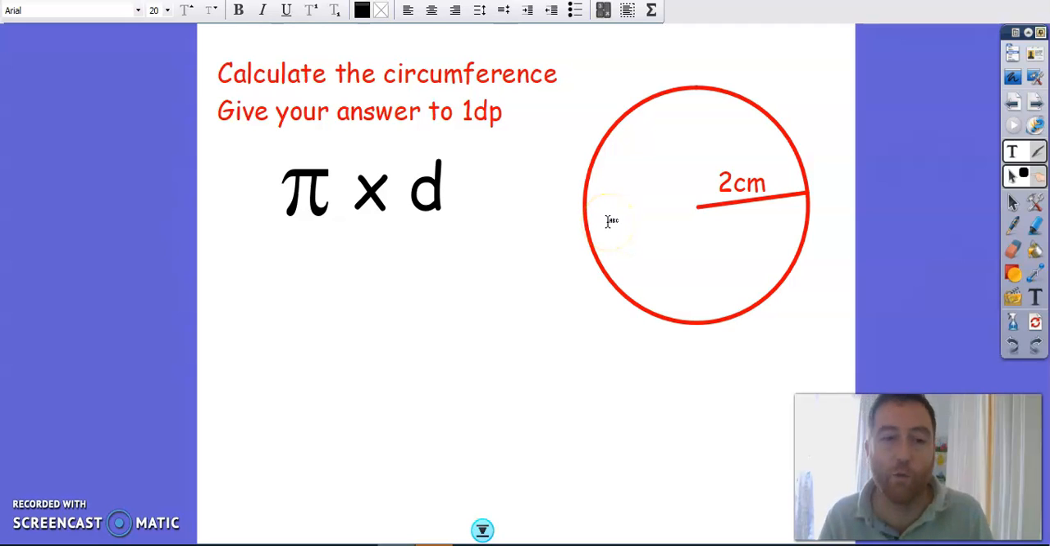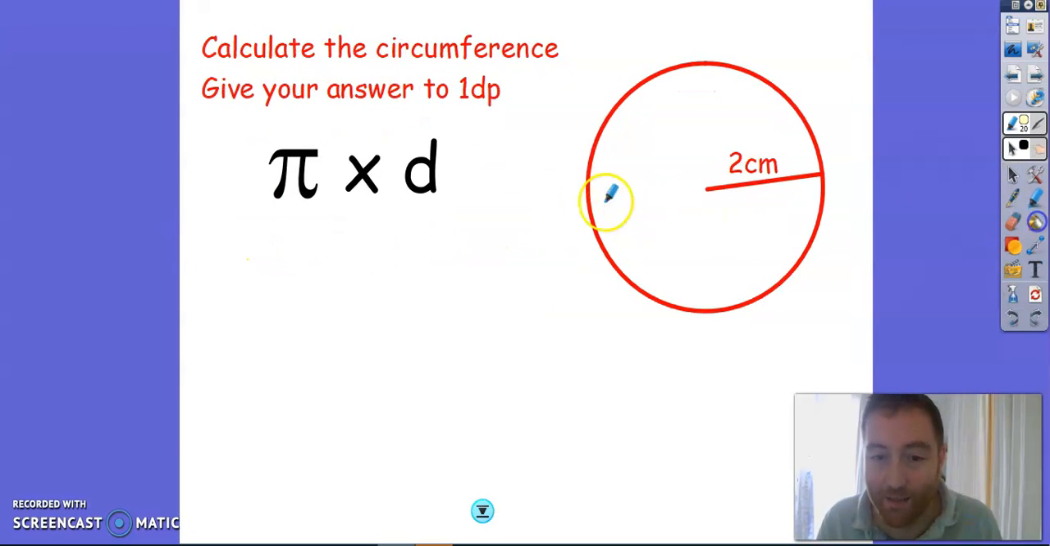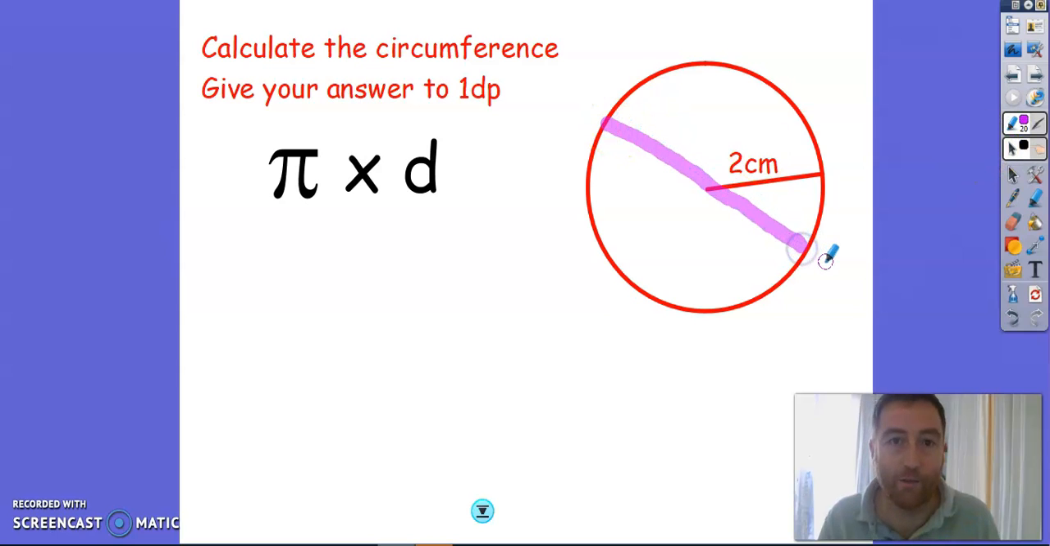So here's a second question. Let's have a look at this one. Calculate the circumference and give your answer to 1 dp, decimal place. So pi times diameter, well here I don't have the diameter. The diameter is this length all the way across. But the radius is halfway across, so I just need to double it. Radius times 2 and then times pi.